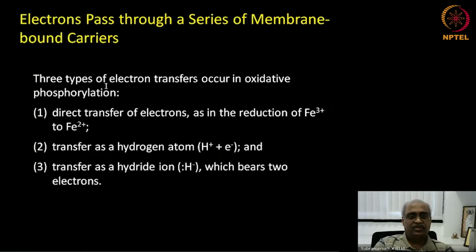So how does electron pass through these membrane bound carriers? So already we kind of know this, as direct electrons. In this particular case, we are going to primarily see ferric to ferrous and ferrous to ferric reversible oxidation reduction. Then as hydrogen atoms, like FAD, it will have in that form. And hydride, when it comes from NAD, it usually comes in this form. Okay, so these are the 3 ways in which electron is going to flow through.